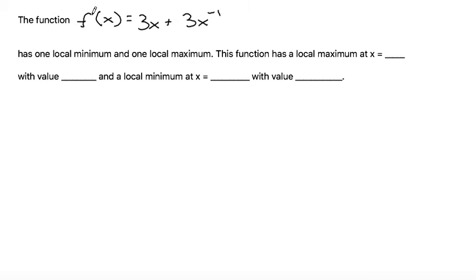This problem says the function f of x is equal to 3x plus 3x to the negative 1 has one local minimum and one local maximum. This function has a local minimum at x equals with value, and a local maximum at a value of x with a function value. We need to fill in those blanks.